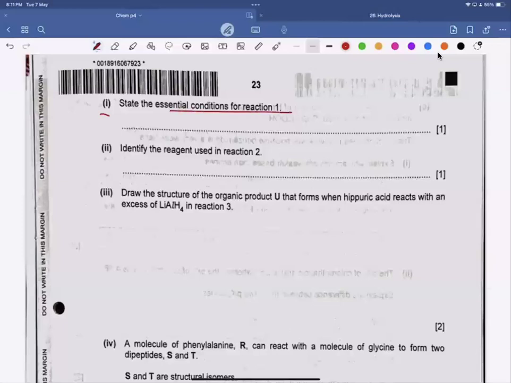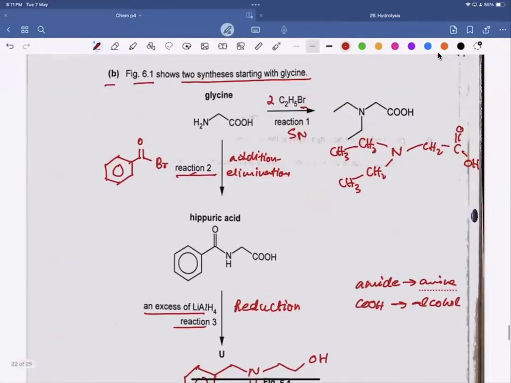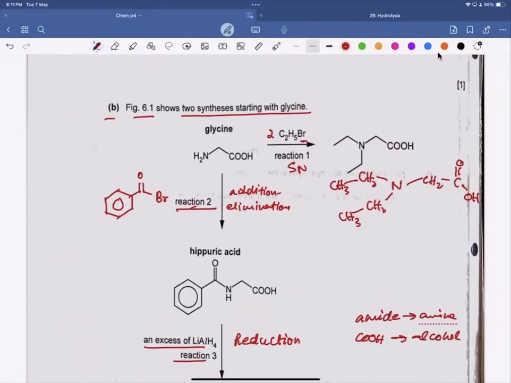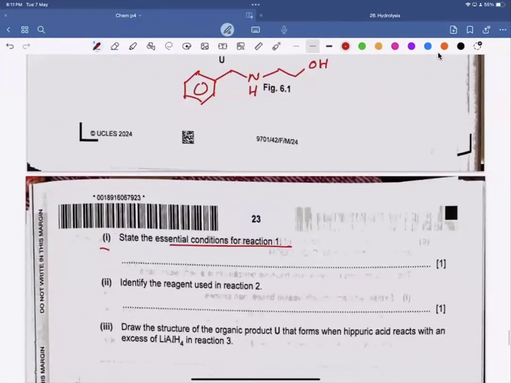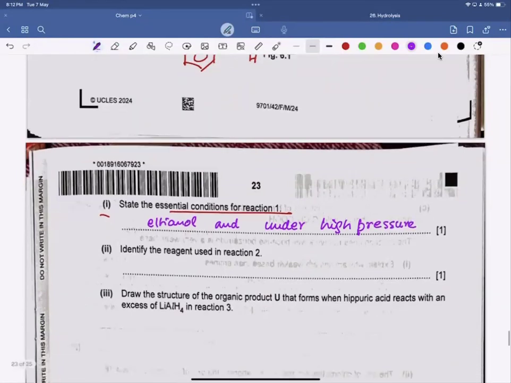Now, state essential conditions for reaction 1. So, with reaction 1, as we are using amine, and with ammonia, if you recall, when we react an alkyl halide with the amine and ammonia, we react in ethanolic conditions. The reaction has been occurring in ethanolic solution, and under high pressure, or instead you can use heating in a sealed tube. That's what we have studied. This is the reaction from AS. Okay.